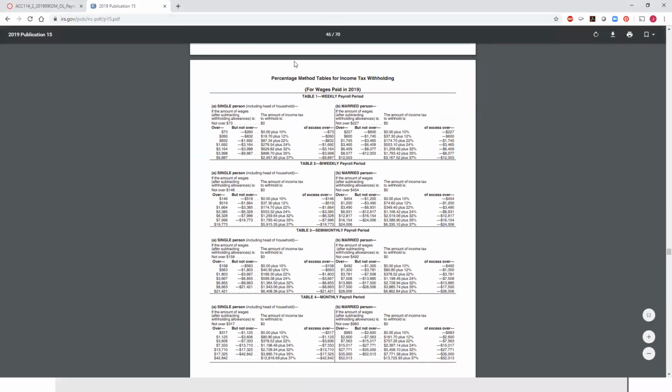You can see them here. So at the top here, you can see that this is table 1. This is weekly payroll period. And then you look on the left here, it's for a single person. On the right is for a married person.